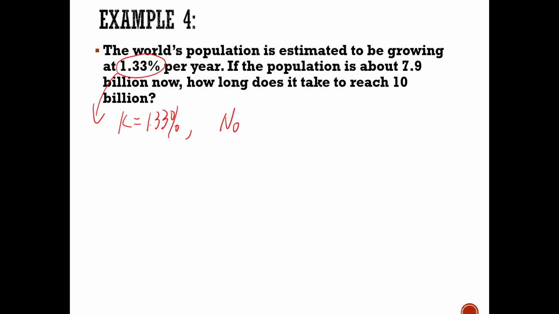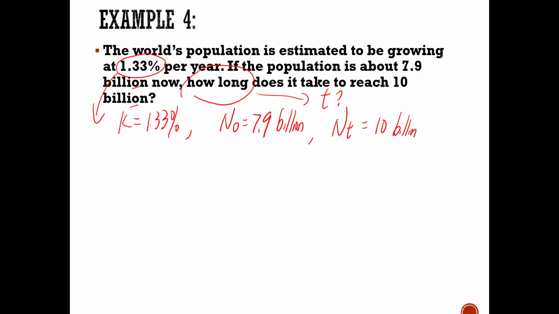Right? So n0 equals 7.9 billion. Again, they have the same unit, so we're going to keep the unit there. And Nt is given. In the near future, the population will reach 10 billion. And the only thing we don't know is how long, time t. So we're looking for time t.